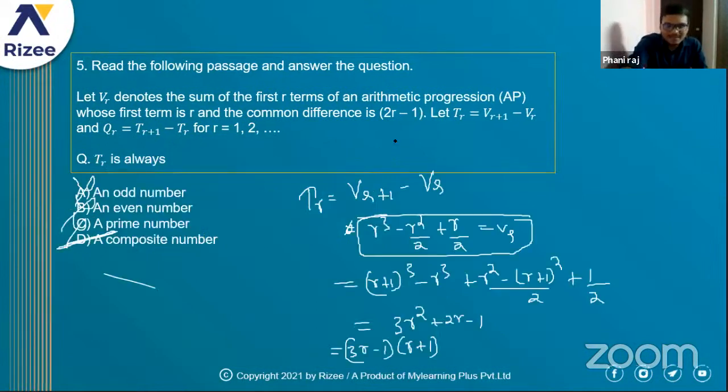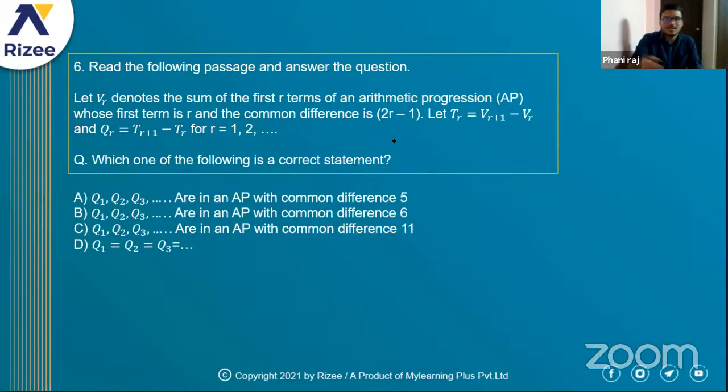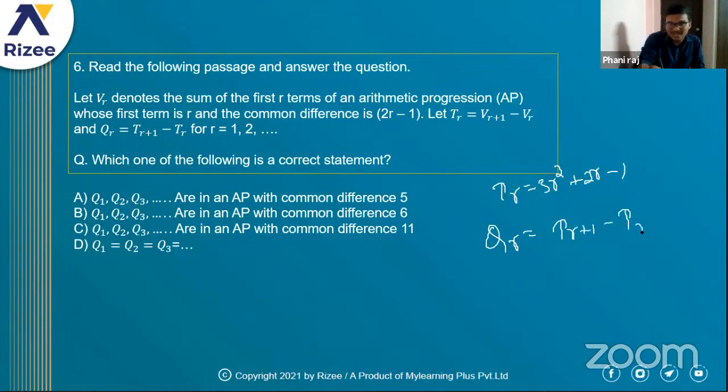Okay, so what is it that we got? 3R square plus 2R minus 1. Now TR equal to 3R square plus 2R minus 1. Now QR equal to TR plus 1 minus TR, which is the same. Once you simplify, you get it as 6R plus 5.